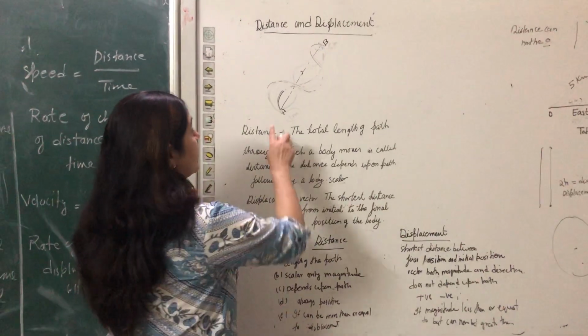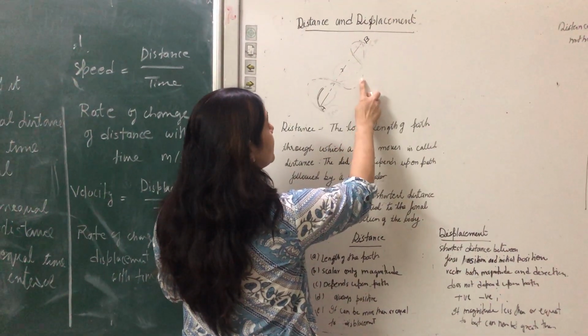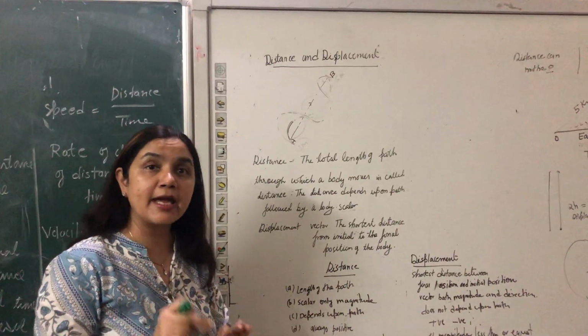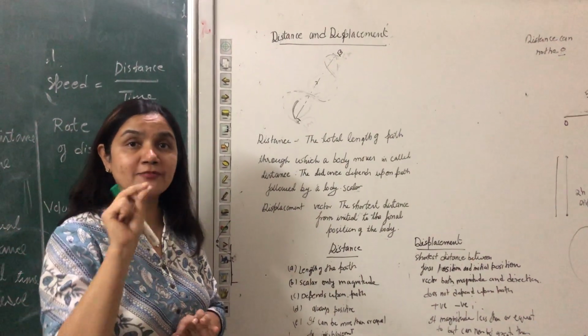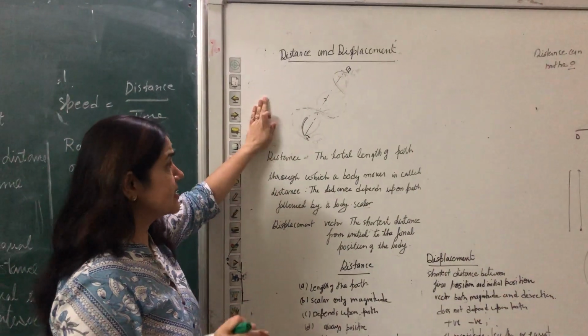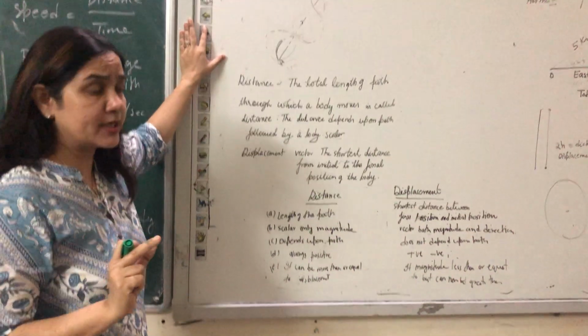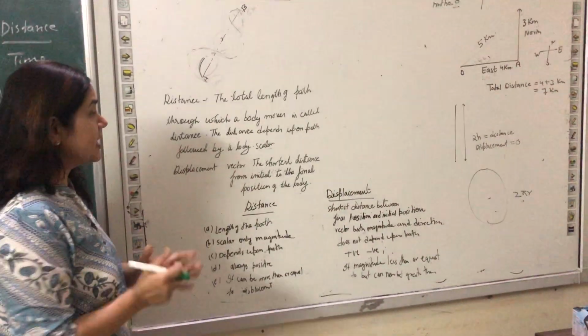Suppose he is going 3 km here, then 4 km, then 5 km. Then how will you calculate the distance? You will add all the values, 3 plus 4 plus 5, and you will get the distance. But there is no role of the direction because distance is a scalar quantity. Now come to the displacement.